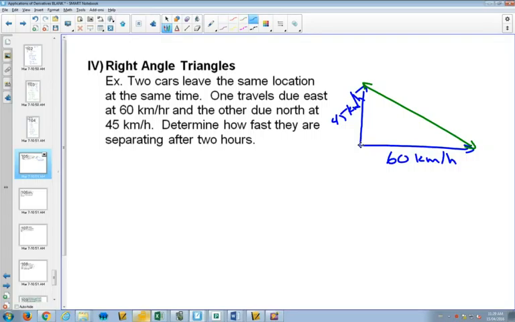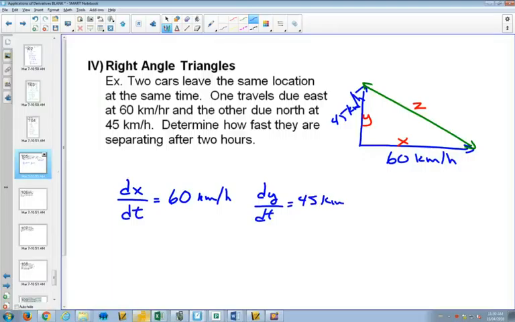So what we're going to do first in this one is we're going to say, well, this 60 kilometers per hour is a rate of change. I'm going to call this my x-axis, this my y-axis. I'm going to label these x, y, and z. And so what we already know is we know dx dt is equal to 60 kilometers per hour. We know dy dt is 45 kilometers per hour. And we want to find dz dt.